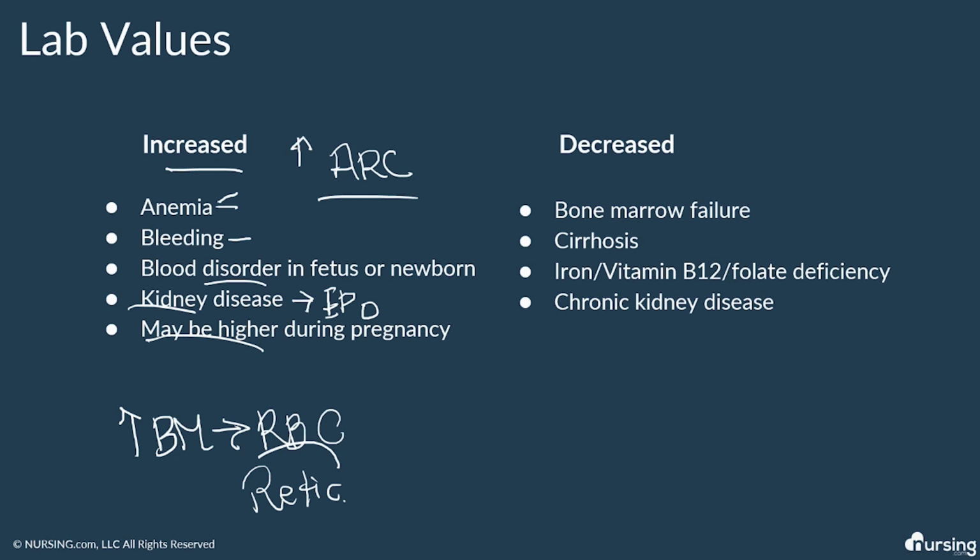The inverse is when this lab is low. So when there are fewer reticulocytes in circulation, that indicates bone marrow failure. It can also be in the case of cirrhosis and, like we talked about, deficiencies. And then chronic kidney disease, that poor kidney just trying its hardest to produce the erythropoietin.